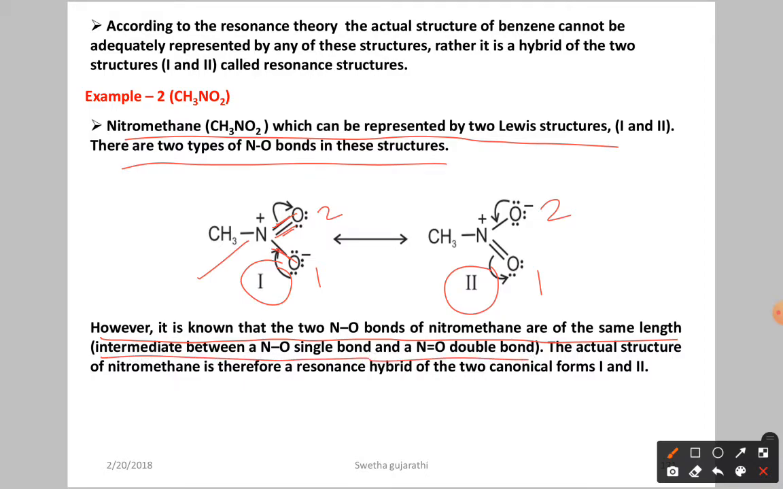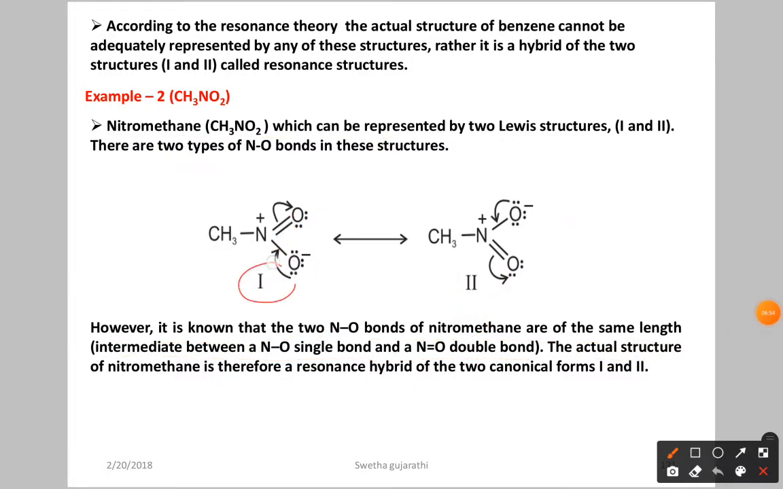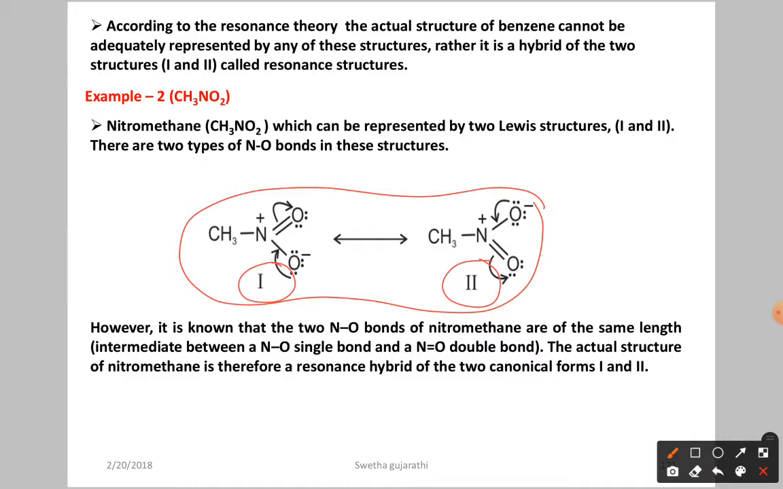Here also the value is intermediate between the single bond and double bond. So the actual structure of nitromethane is a resonance hybrid of the two canonical forms 1 and 2. We call these resonance structures or canonical structures. Both are the same, so the structure is not going to be stable like that. We have to write the resonance hybrid.